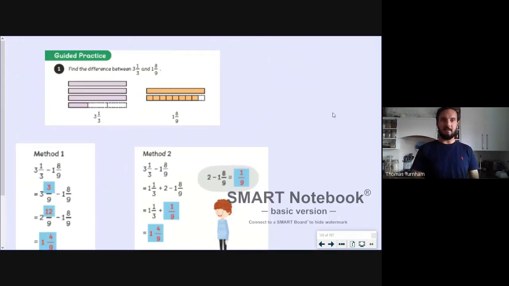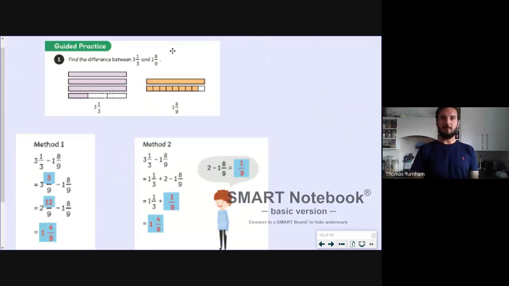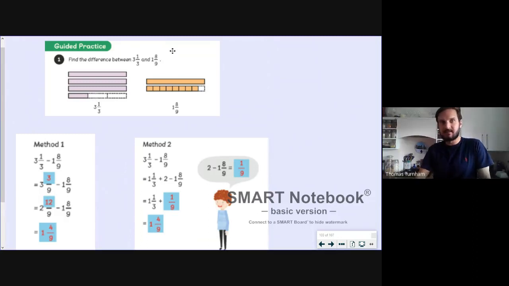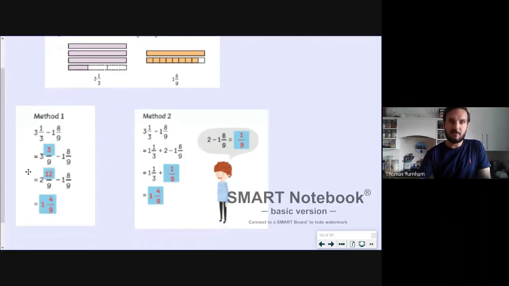Let's have a look again at some different sums. So here we've got a question. Find the difference between 3 1/3 and 1 8/9. So we've drawn it out here. 3 1/3, 1 8/9. So let's look at method 1. 3 1/3, take away 1 8/9.